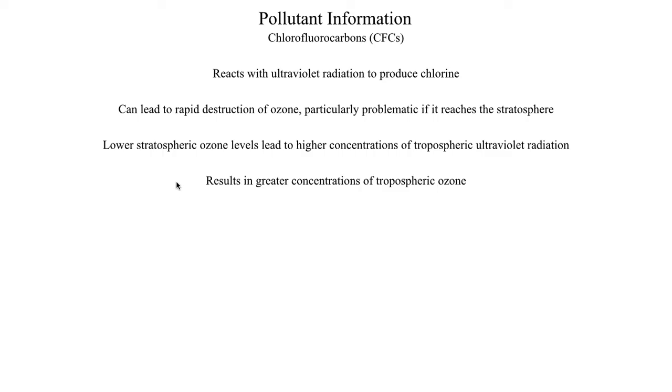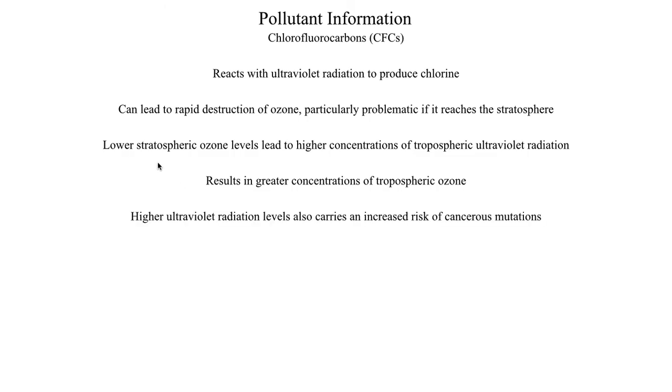So if you decrease the concentration of stratospheric ozone, you let in more ultraviolet radiation, and if that increase in ultraviolet radiation starts interacting with nitrogen oxides, then that can increase your concentrations of tropospheric ozone, which is bad ozone. We want stratospheric ozone, which is good. So not only do CFCs eliminate the good and increase the bad, that's basically what they do. They eliminate the good and increase the bad, and that's obviously not something that we want.